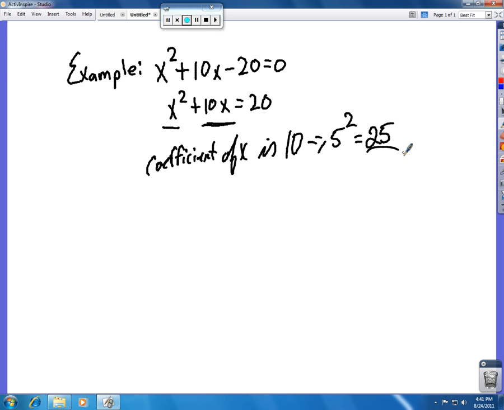And we're going to add this to both sides. So let's go ahead and do that. We've got x squared plus 10x plus 25 equals 45. Now we're going to move on to step 4. Because of step 3, where we got the 25 in there, step 4 is going to let us factor this side. And again, factoring is with the 2 parentheses.